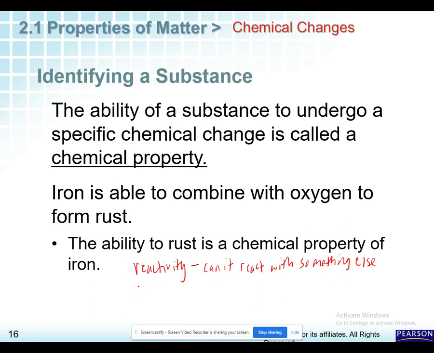Another example of a chemical property is going to be flammability. So, can it catch fire? If something's highly flammable, a little tiny spark can cause it to burst up into flames. And whenever you catch something on fire, usually it is going to be a chemical property.